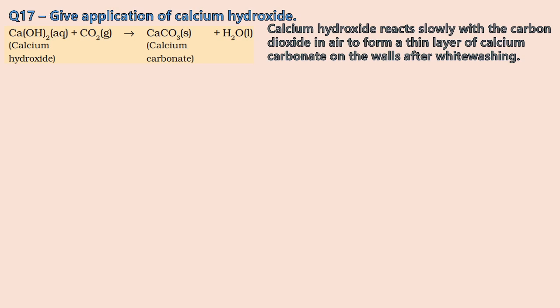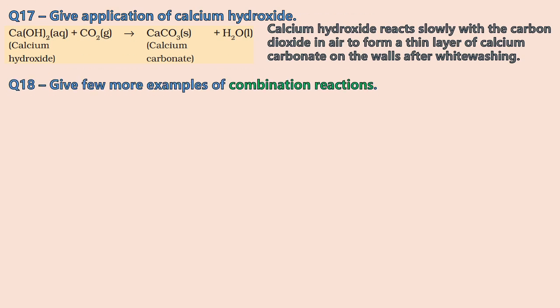So if you just whitewash your walls with calcium hydroxide, slowly it will form a thin layer of calcium carbonate, thereby making the walls smooth and strong. This is why calcium hydroxide is used for whitewashing. Okay, give a few more examples of combination reactions.